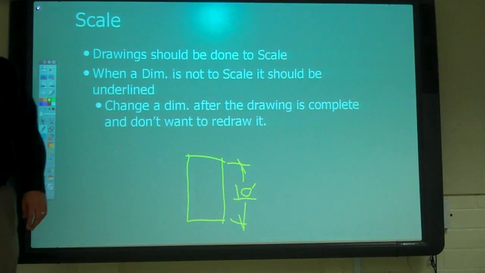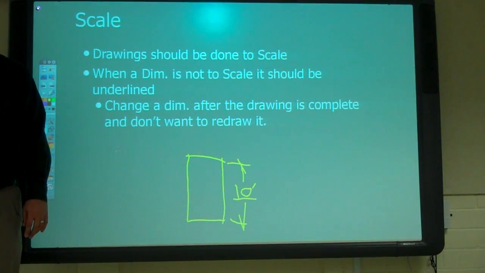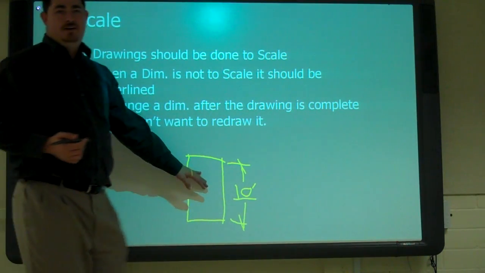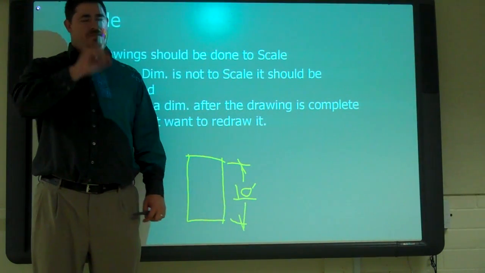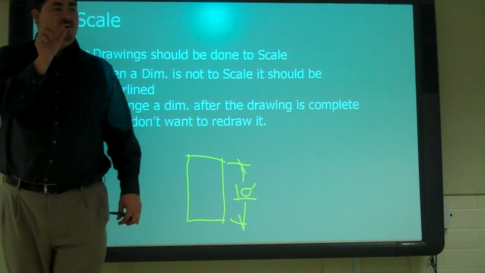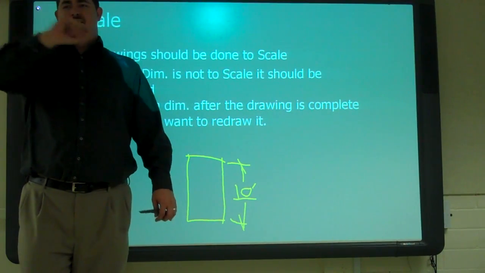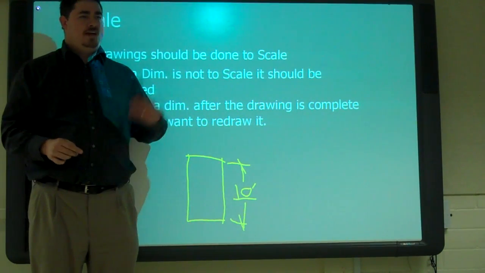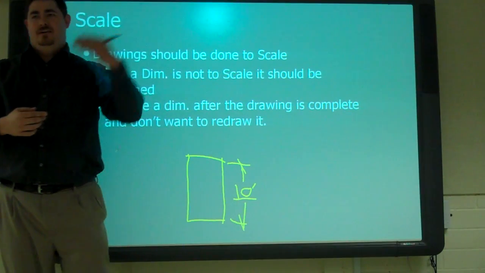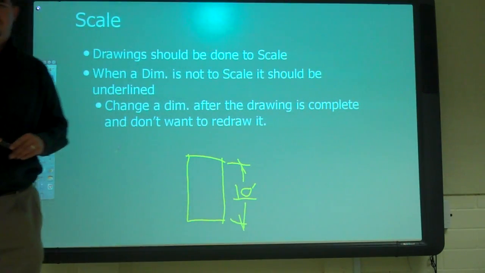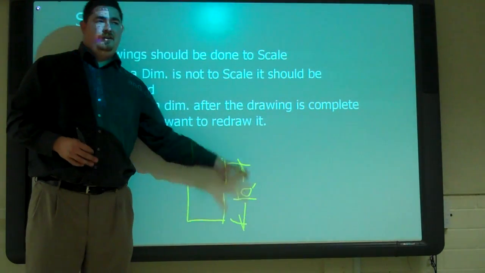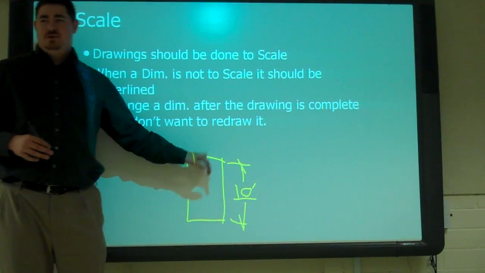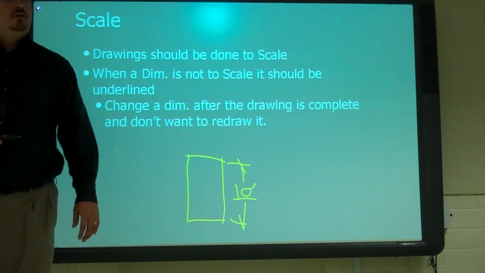So in the old days, when everyone did it by hand, that was real common, because if you made an eighth of an inch change on something, instead of having to erase it and bring it down, you just put in a new number and underline. Now with CAD, we just stretch it down and then reprint it. But if you see an underline, that means that what's on the drawing isn't really the right size.